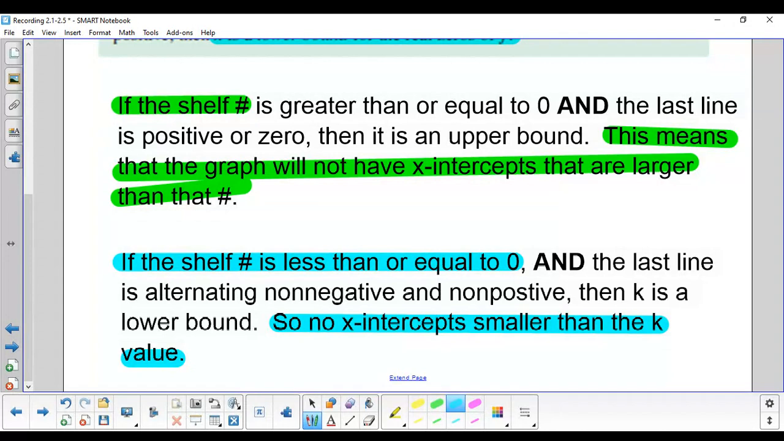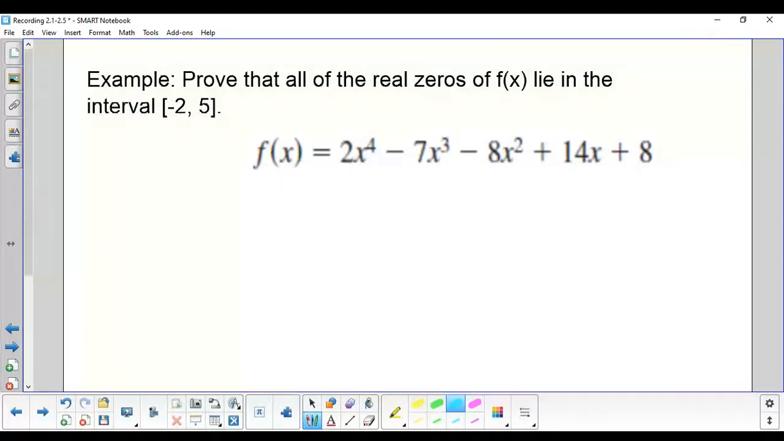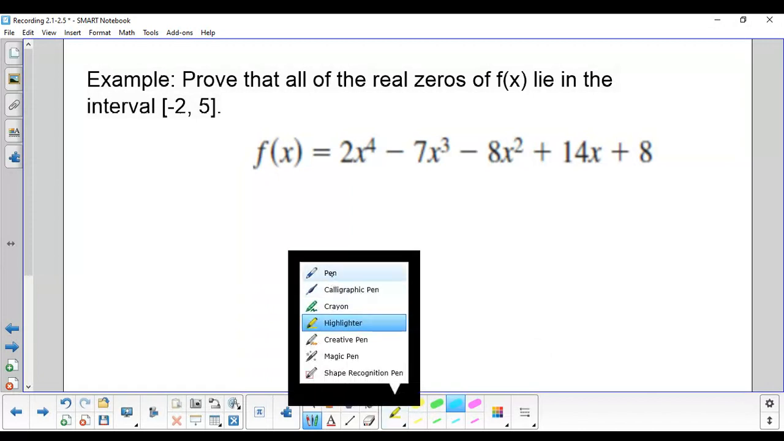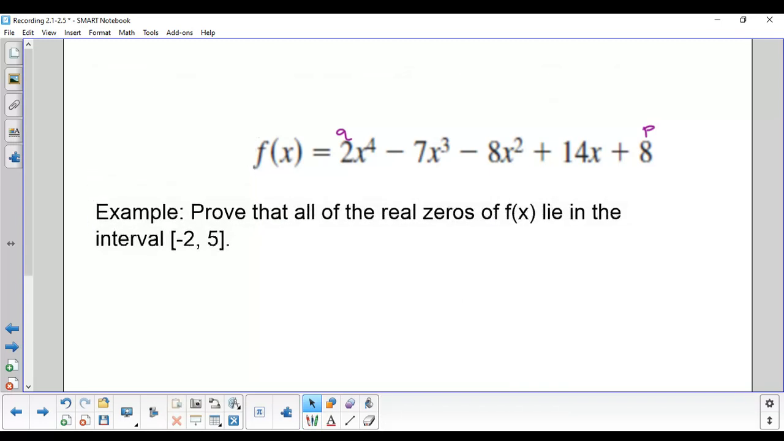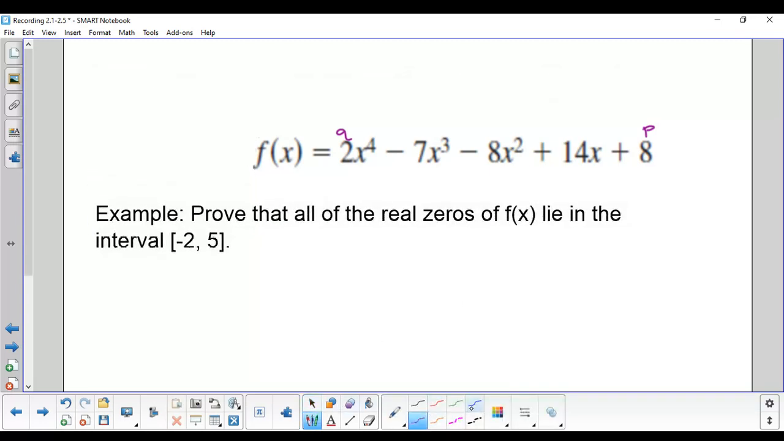All right, let's take a look at what this would look like in the context of a problem. So here we have a polynomial of degree 4. If I were to list out all the possible roots of this, I would have p divided by q. And so my possible roots would be quite extensive. I would have factors of 8, so 1, 2, 4, 8. And I would have factors of 2, so 1 and 2.